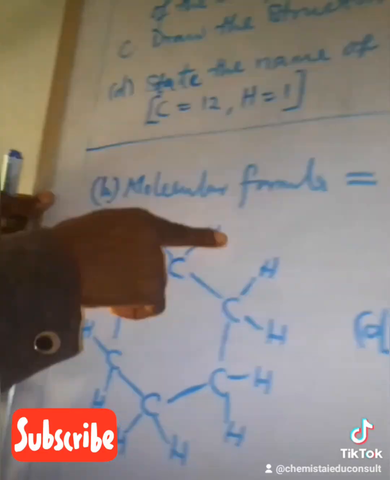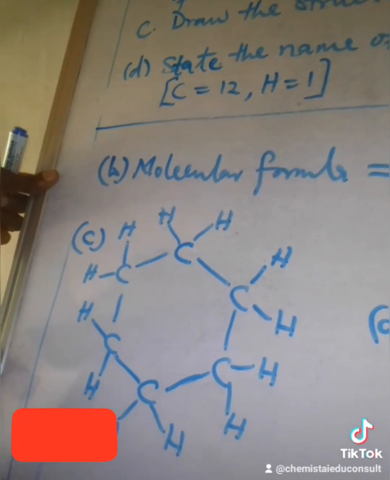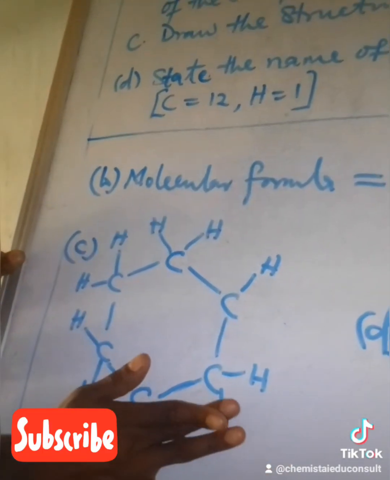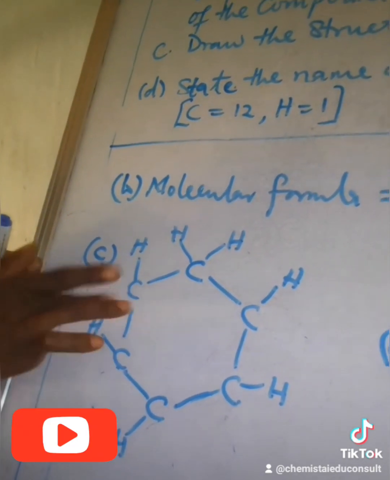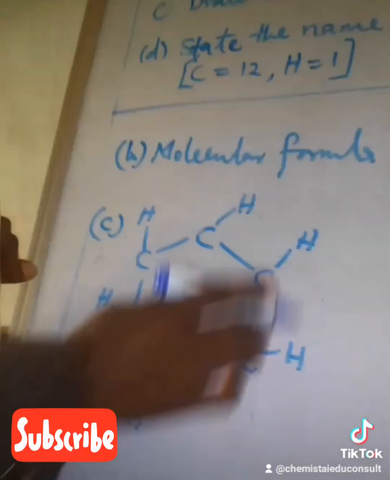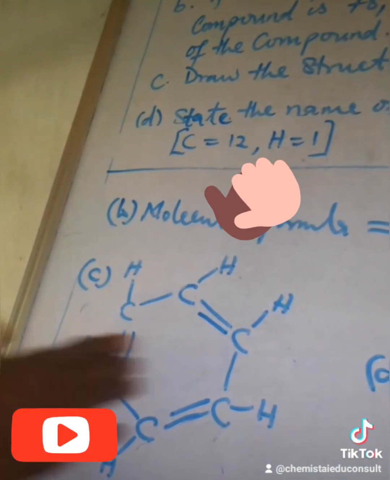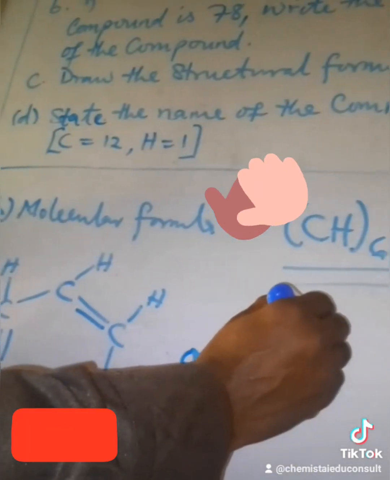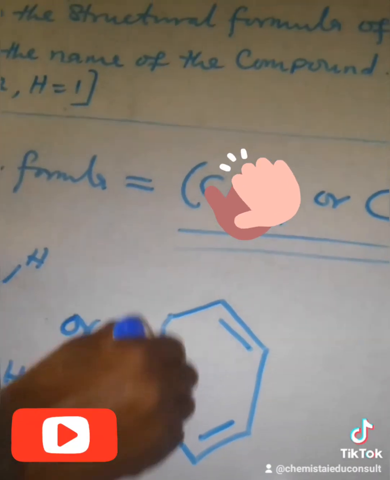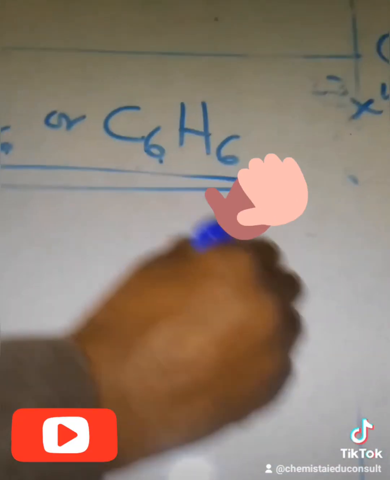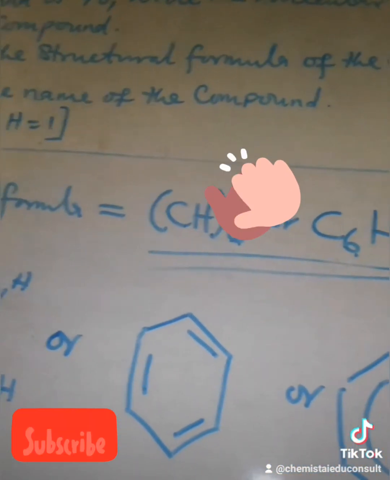So D, the name of this compound is... if you count the number of carbon, the number of hydrogen is more than 6. So what you do is to remove. This is not cyclohexane. It's not, but benzene. Since we have removed 6 hydrogen atoms, we include double bonds. So this is benzene. You can represent it like this. You can also represent it like this. So that is the structural formula.